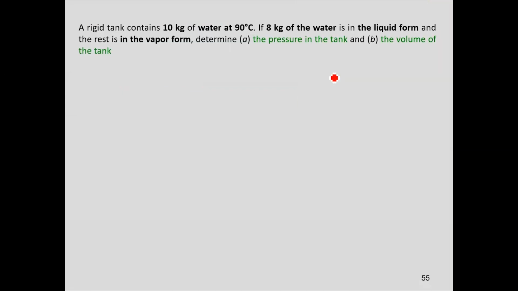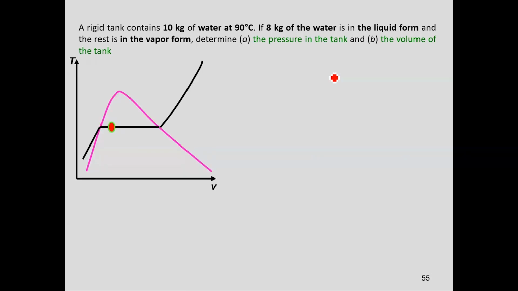So the next example was that of a rigid tank which contains 10 kg of water at 90 degrees C. For this state, you have to determine the pressure in the tank and the volume of the tank.